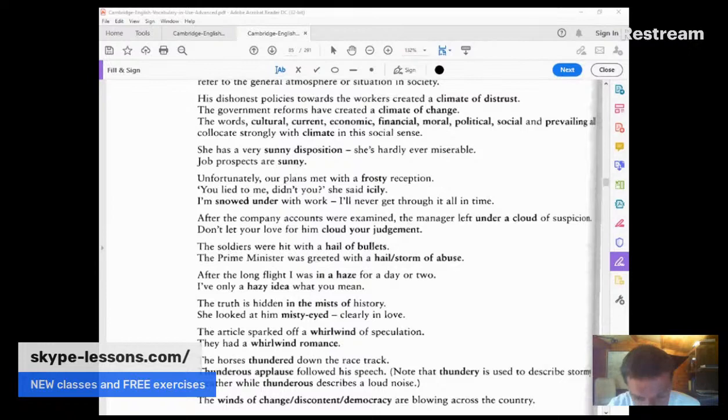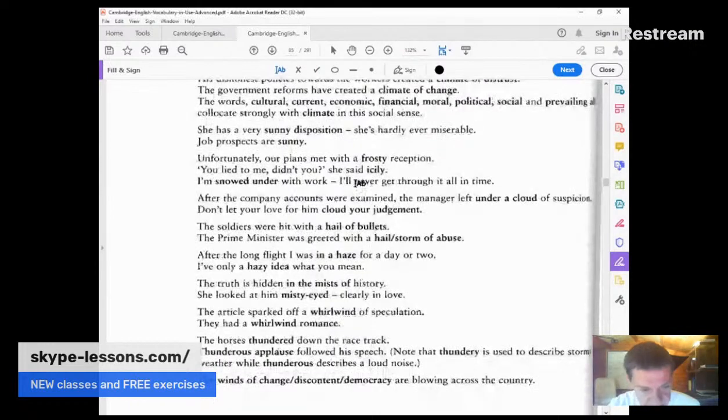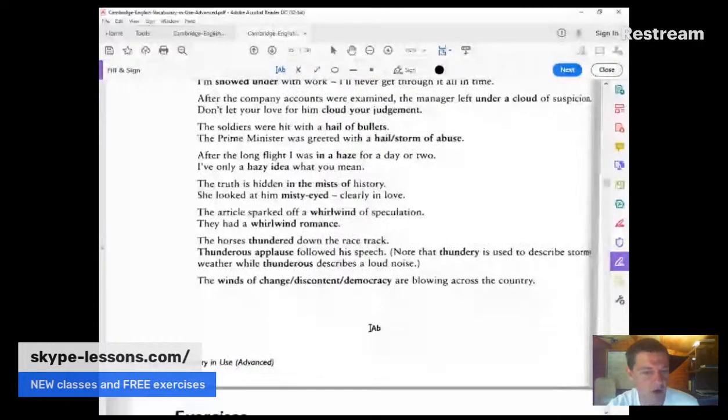Now, the article sparked off a whirlwind of speculation. We often use this whirlwind with speculation, a whirlwind of speculation. And remember, sparked off means caused. Precipitated, caused a whirlwind of speculation, brought about, a good phrasal verb. The article brought about a whirlwind of speculation.